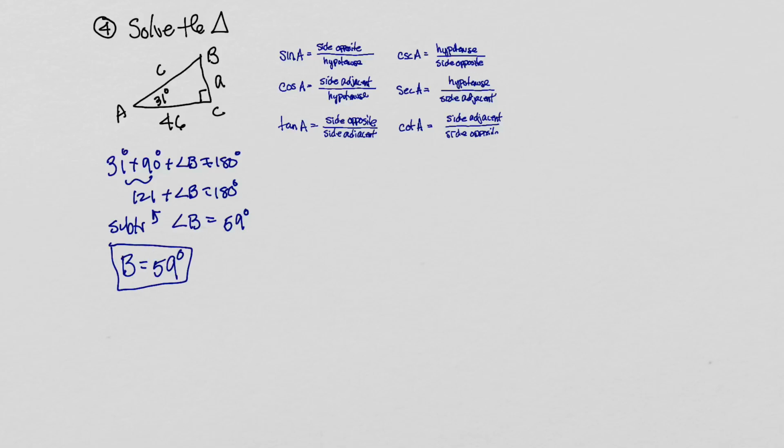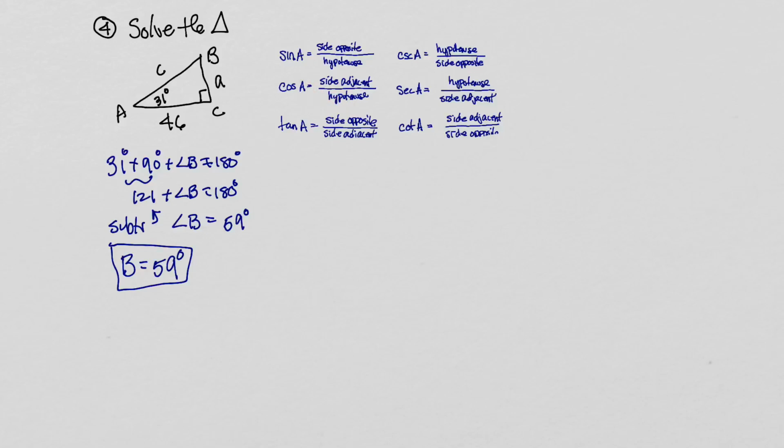We need to get two of the sides, A and B, or A and C. We already have this side. Let's get one of them here. According to this angle here, we have the side adjacent and the hypotenuse. We're trying to get the hypotenuse. Well, here's the adjacent and the hypotenuse. Let's go with the cosine.